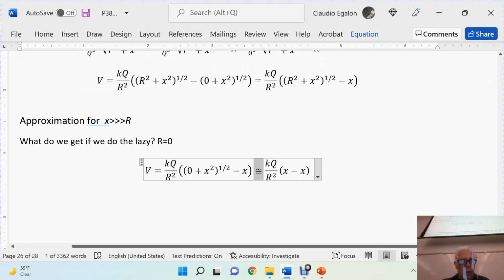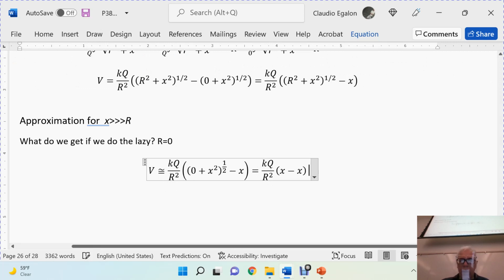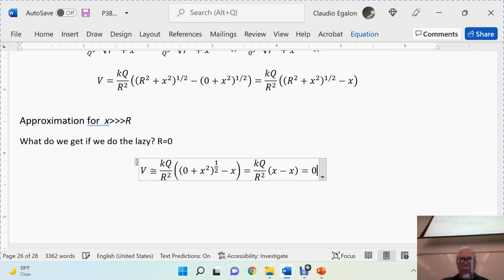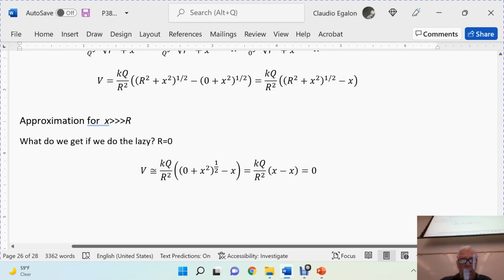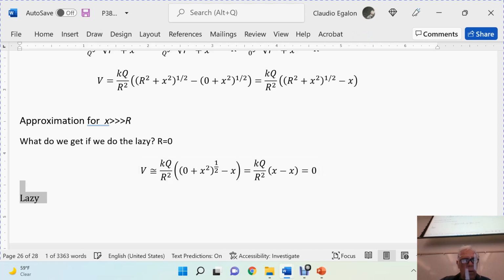Actually, the approximation starts here. Here's an equal sign. We get equal to 0. Okay. The lazy way doesn't work. Does not work.